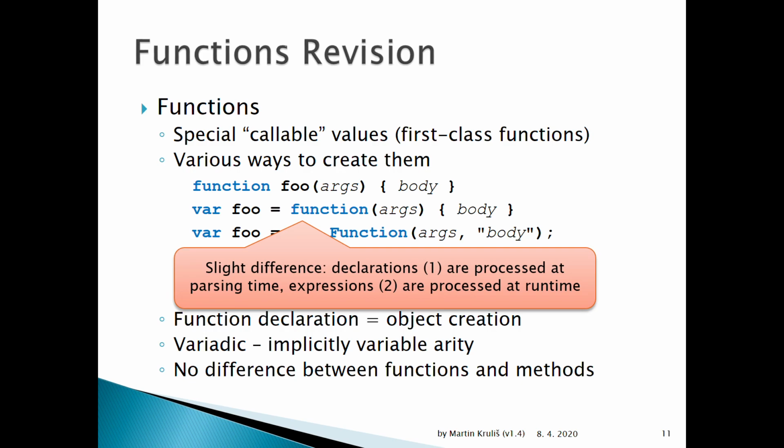Since functions are basically dynamic, they are also variadic, and there is no technical difference between functions and methods. So when I'm talking about methods, I'm just emphasizing that it's a function which is actually assigned to a property of an object.